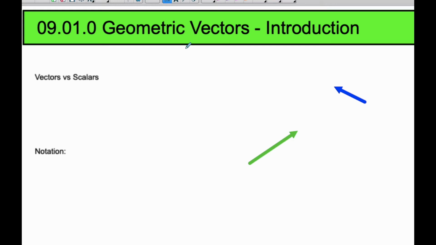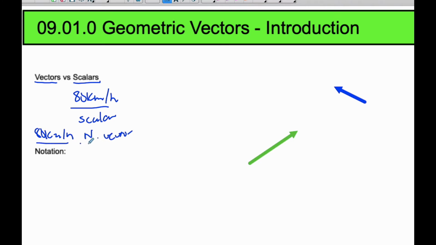And what are vectors? We have vectors and we have scalars. One of the best examples I can talk about is if I have a car that is traveling 80 kilometers per hour, this is a magnitude, so this is a scalar quantity. But if I say I have a car that's going 80 kilometers per hour north, this is the vector because it has both a magnitude and a direction. Scalars have just a magnitude, whereas a vector has a magnitude and a direction, and it needs both to be a vector.